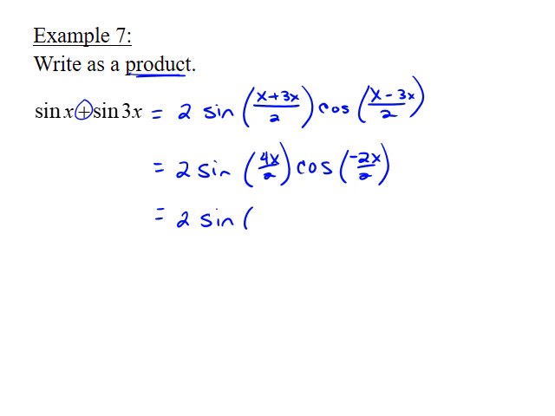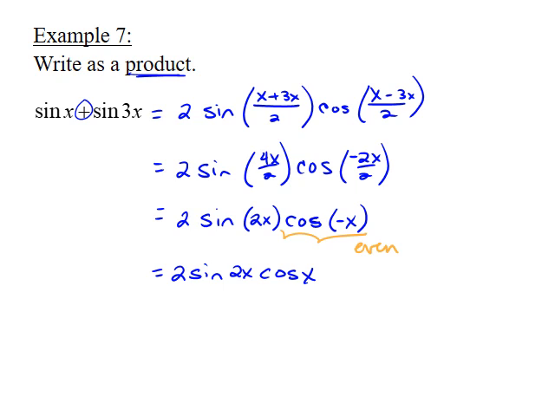Continuing, 2 sine of 2x cosine of negative x. Remember, cosine is an even function, so when you take the negative out of the argument, the function becomes positive. So we have 2 sine of 2x cos of x. This is a product. Even though we have a double angle here, it is perfectly fine to leave this as is. That way we don't end up with a cosine squared. Here's our product, not so bad.